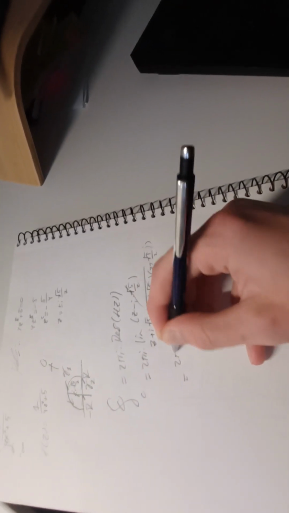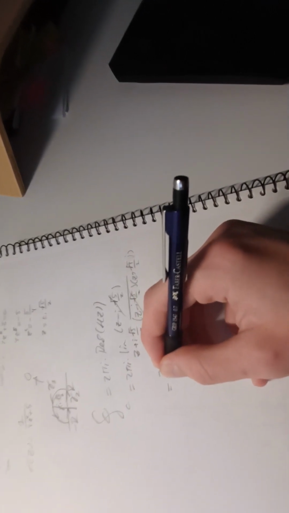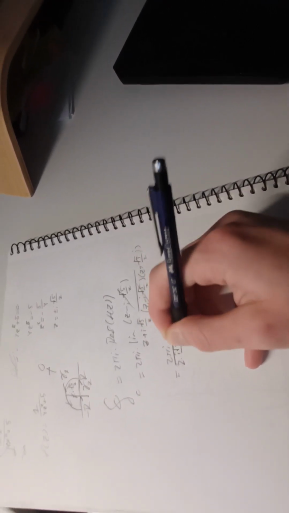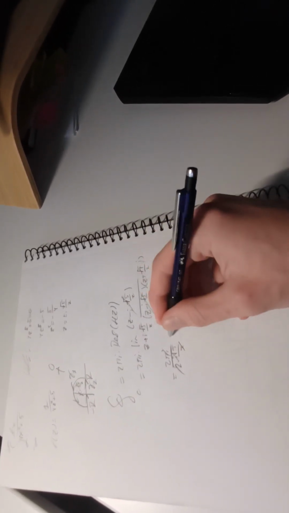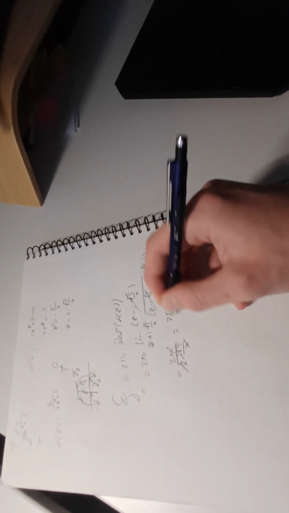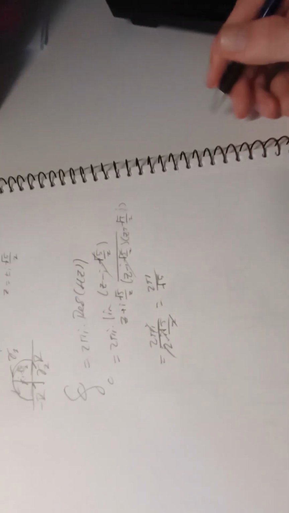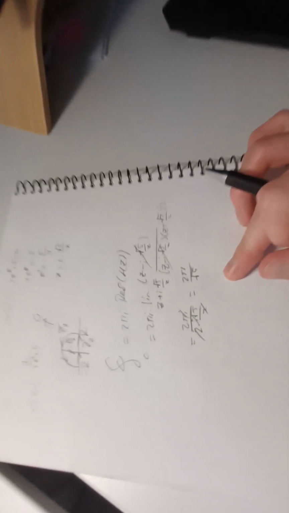So we're left with 2 pi i over 2 times i square root of 5 over 2. These cancel, and the i's cancel, so we're left with 2 pi over square root of 5. Okay, and that's where we're at right now. The contour integral is 2 pi over square root of 5.